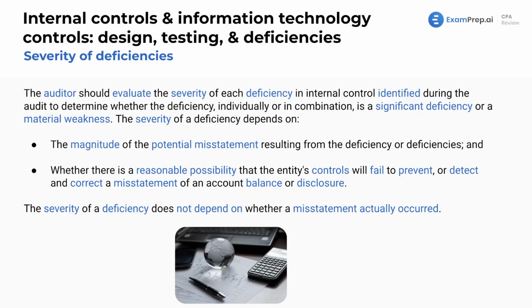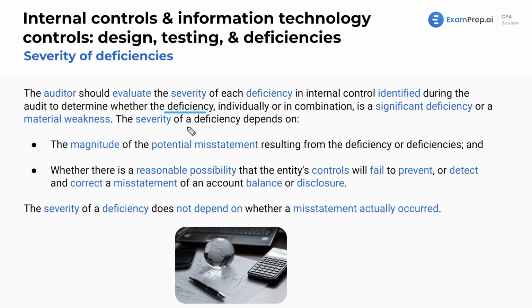Let's talk about the severity of these deficiencies. Well, the auditor should evaluate the severity of each deficiency in internal control identified during the audit to determine whether the deficiency, individually or with other deficiencies, is a significant deficiency or a material weakness. Now, you could just have a normal deficiency, and it's an issue. It's a problem with your internal controls. But the issue might not be significant enough to be one of these classifications.